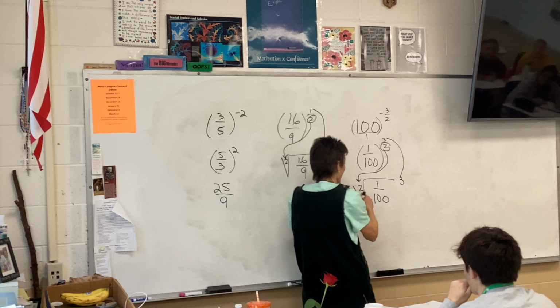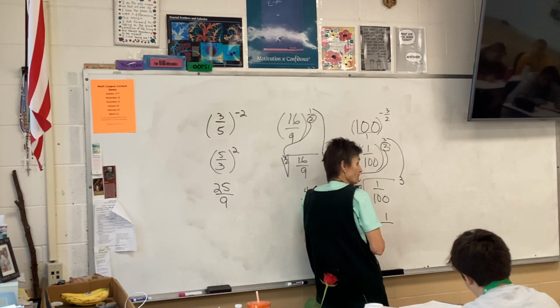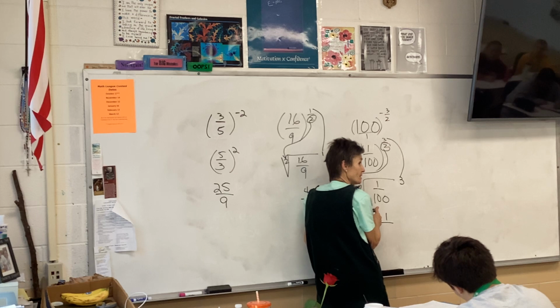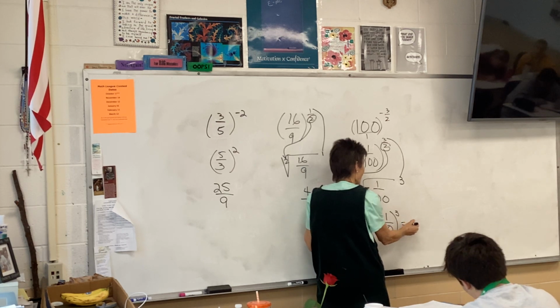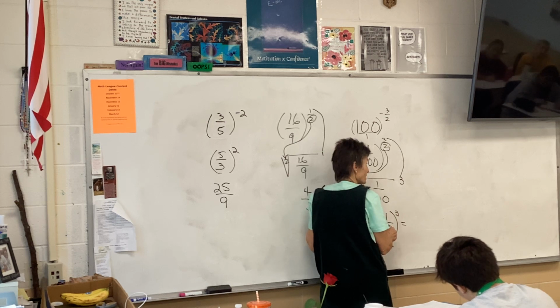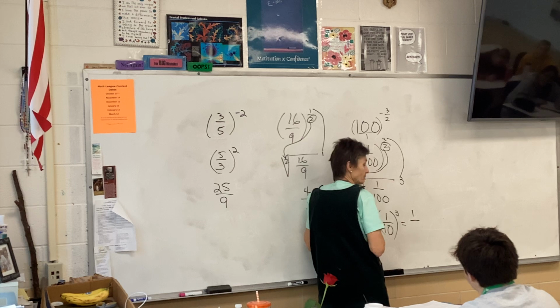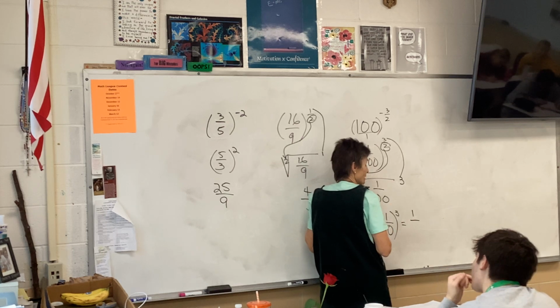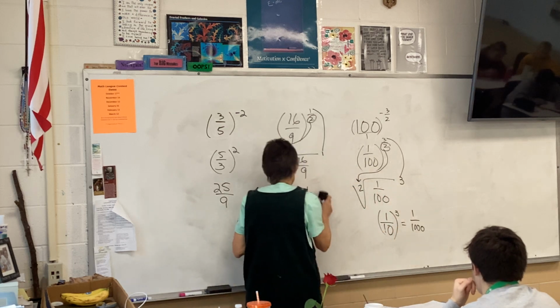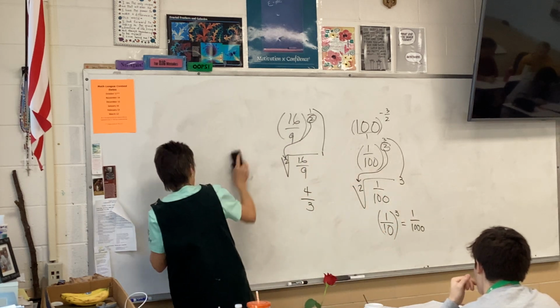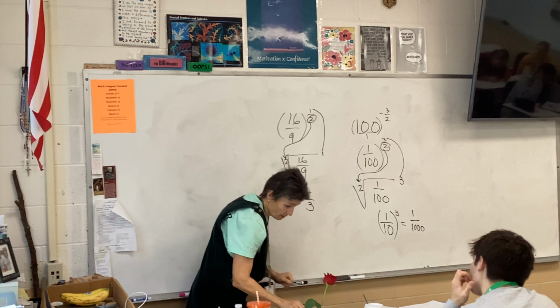So the square root of 1 is 1. The square root of 100 is 10. And I'm going to cube that. 1 cubed is 1. 1 to any power is 1. Don't change 1. And 10 cubed is 1,000. 10 times 10 times 10. All right.